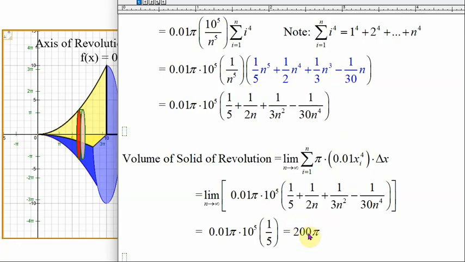And we didn't need to use a definite integral to get the exact volume for the solid of revolution. And that's the end of the video.